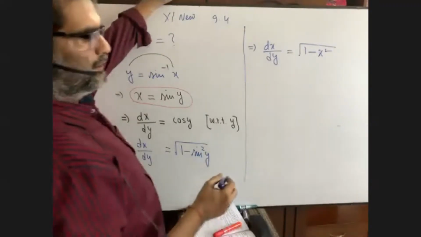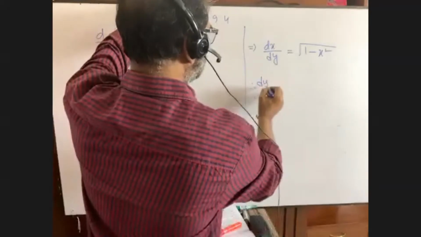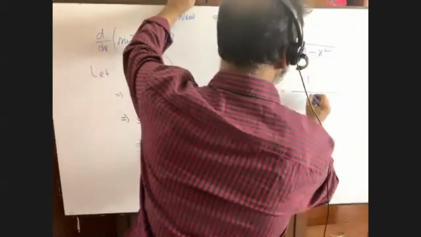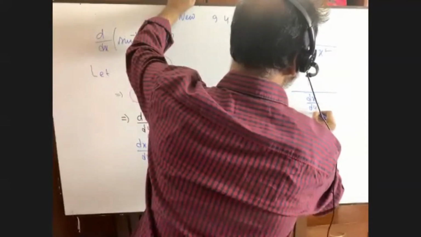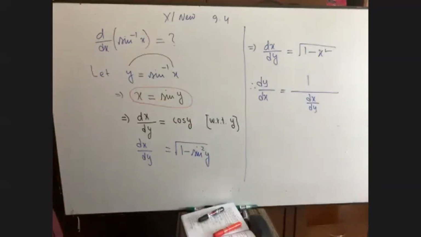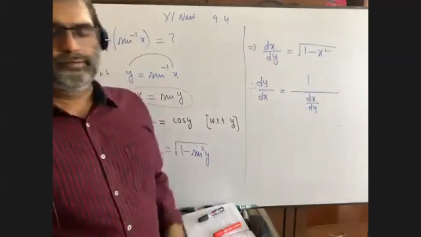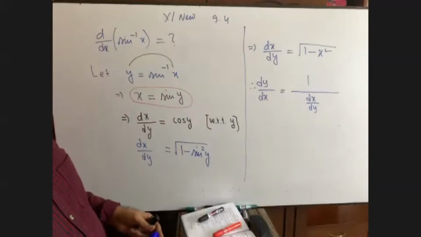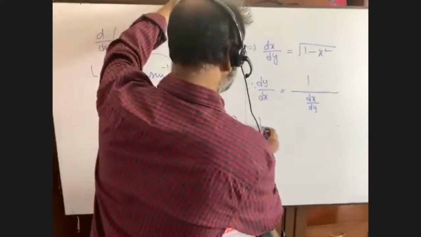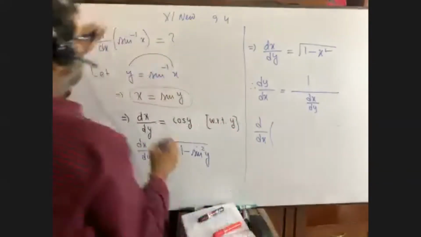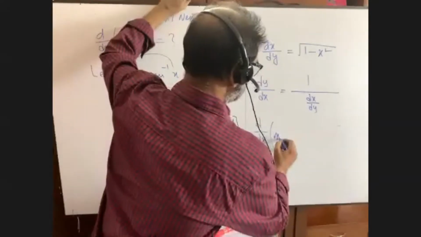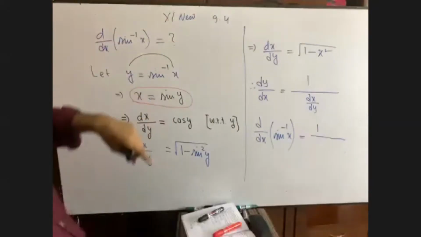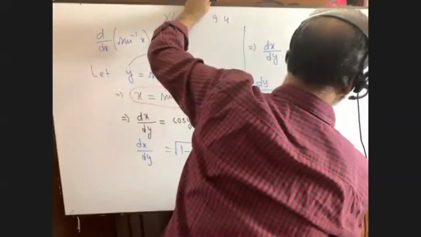But we are here to find dy by dx, not dx by dy. So it can be written inverse, that is 1 by dx by dy. Can you write? Is it okay or not? So let me know you have got it or not. Okay. So d by dx of sine inverse x, where y is equal to sine inverse x, is equal to, put the value. What is the value of dx by dy? Dx by dy is root over 1 minus x square. Math is done.